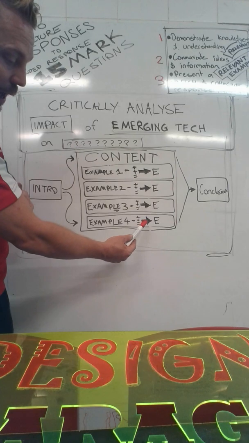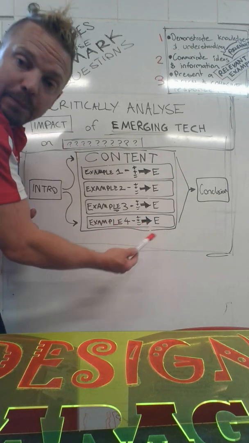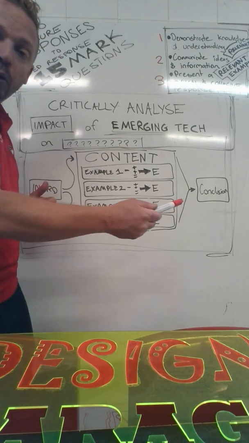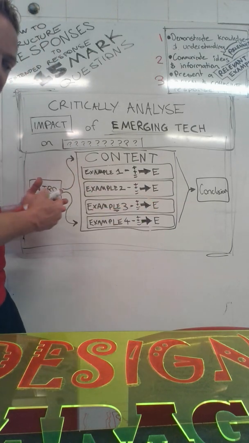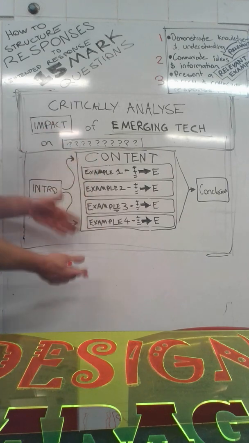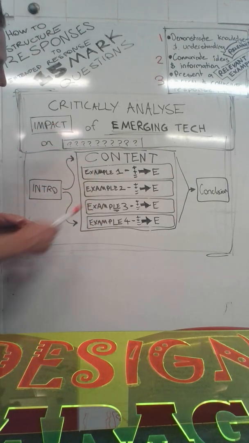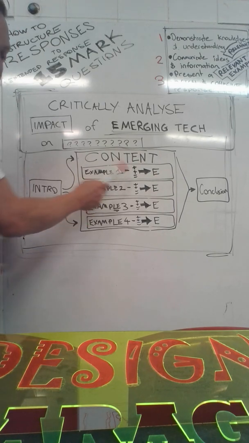Example number 4 might be through the use of 3D printers and transporting objects, files that can be purchased and bought. So transporting a thing that can be made somewhere else. They might be my 4 examples. What I would then do for each of these, come up with 2 positives, 2 negatives.